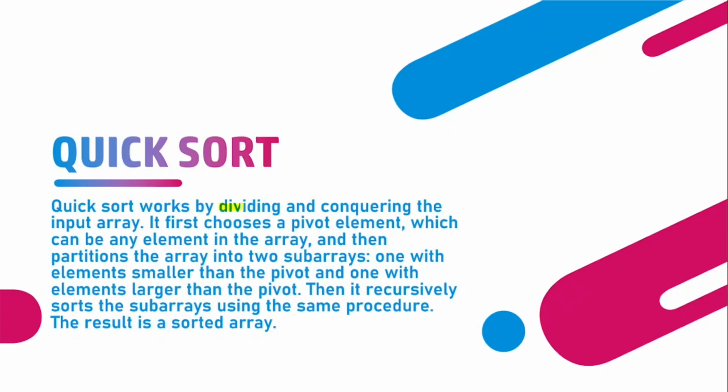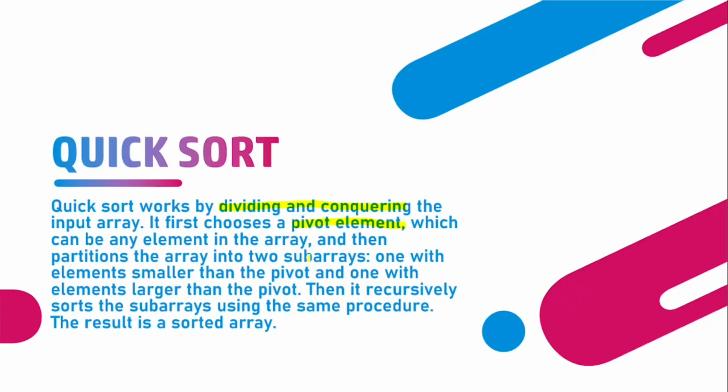Again, divide and conquer strategy has been used in quicksort, but the methodology of quicksort is completely different to that of merge sort, though they both use divide and conquer strategy. It first chooses a pivot element. Mark this word, pivot element is going to be very important in understanding quicksort. In fact, it forms the base of the entire quicksort algorithm, and then partitions the array into two subarrays. The partitioning takes place around the pivot element.